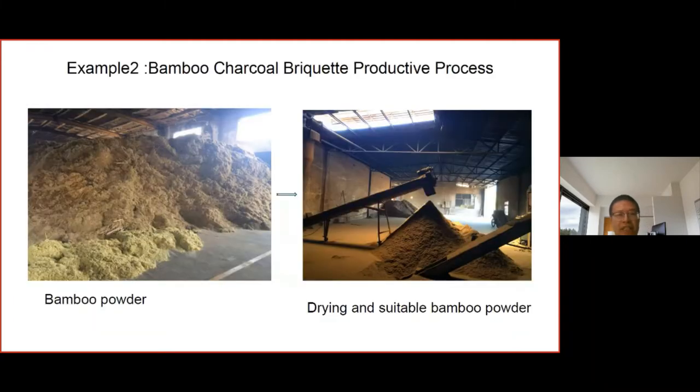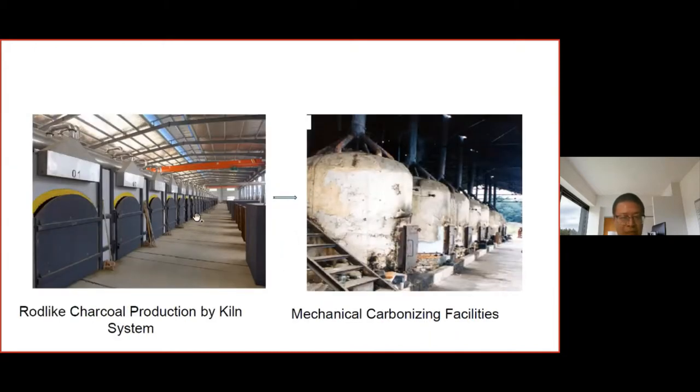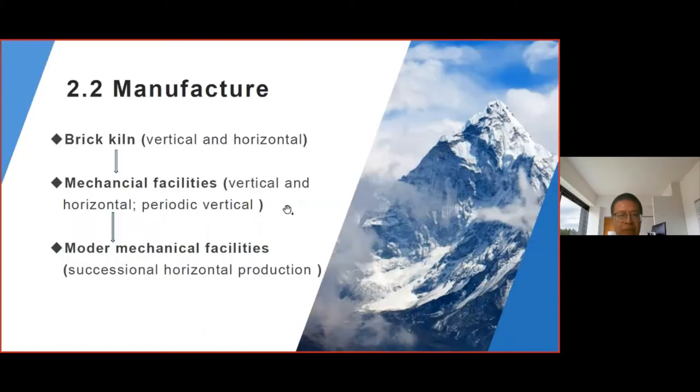Next example is the bamboo charcoal briquette production process. Bamboo pattern, junior and suitable bamboo pattern, semi-finished products, and brick kiln common facility. This picture shows a bamboo charcoal production kiln system, mechanical carbonization facility. This picture shows the bamboo charcoal briquette product.